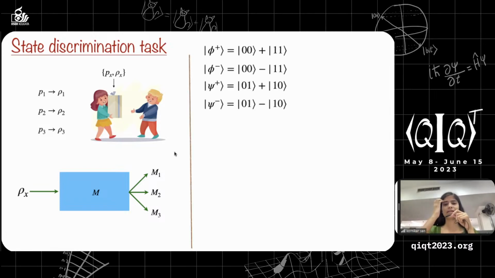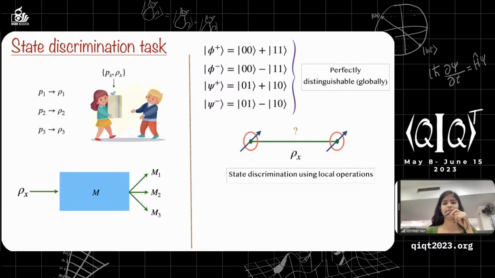If the state is taken from an orthogonal set, then by doing a measurement, you can always know the state. For example, if it's one of the Bell states, then by measuring in this Bell basis, these are not written in normalized notation, so they are not normalized. By measuring in this basis, you can perfectly say which state you have received. So they can be distinguishable globally.